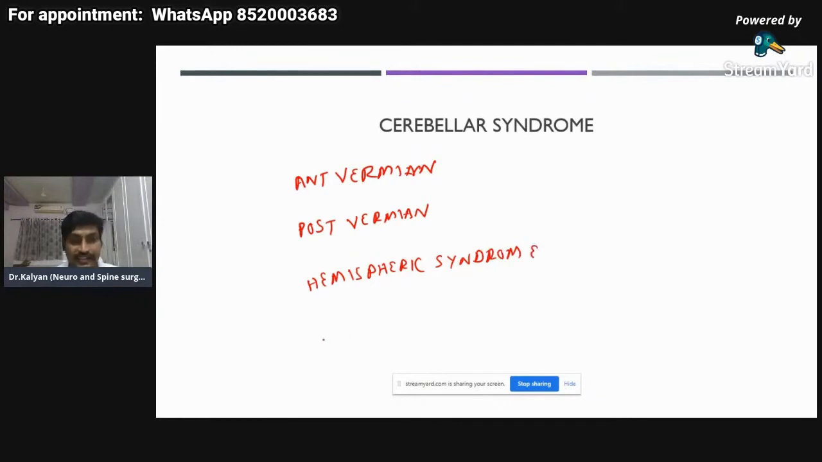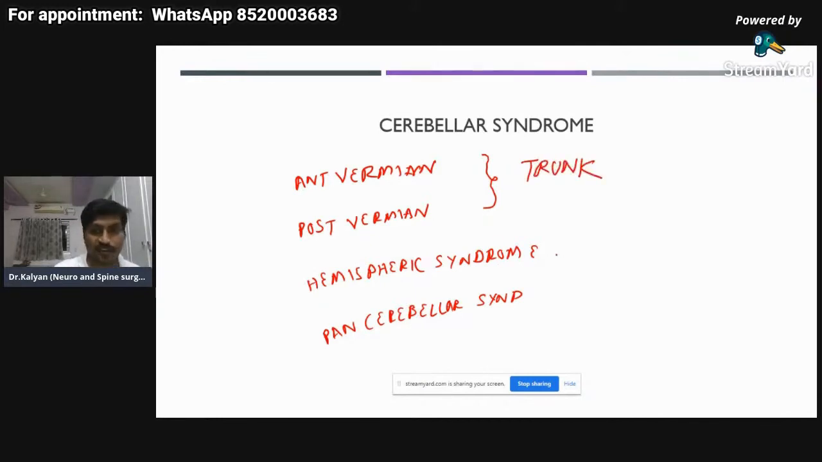And we have the pancerebellar syndrome. So now, in all the Vermian syndromes, what is involved? The trunk is involved. In the hemispheric syndrome, what is involved? The limbs, both the upper limb and the lower limb. In the pancerebellar syndrome, what is involved? Everything is involved, both the trunk and the upper limb and lower limb.